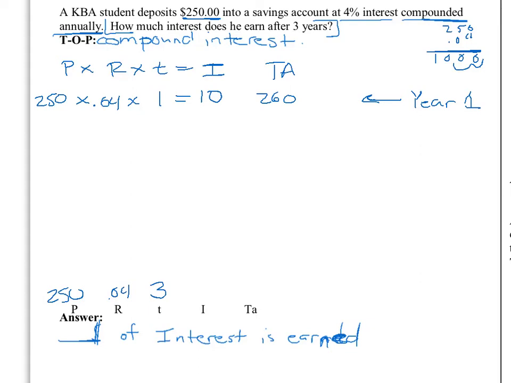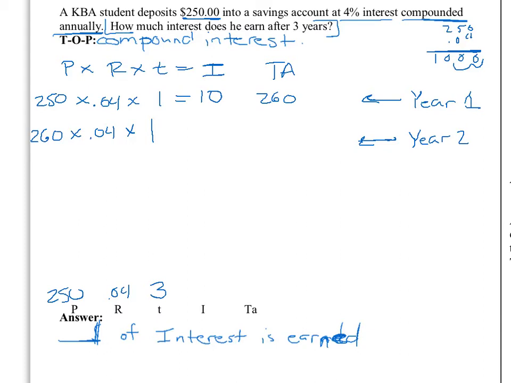I'm going to let you borrow that money for another year. But now, it's not just $250. Now this second year, they're borrowing $260. And our time, again, we're calculating it year by year. So for this second year, the second line is talking about year 2. We're going to be using 1 year.